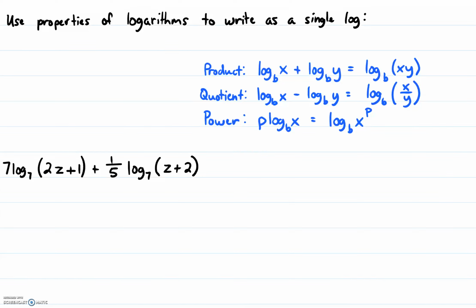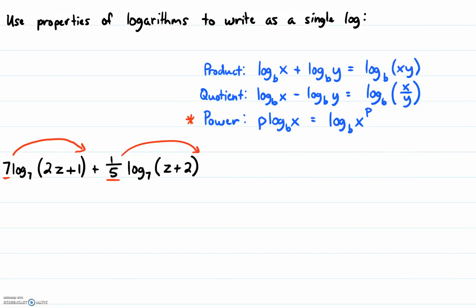And so whenever you're condensing or writing as a single log, the first thing you want to do is take advantage of your power property, if you have any coefficients. And we do. We have a 7 right here as the coefficient on the first log and a 1/5 as the coefficient on our second log. And so using the power property means we're going to bring those coefficients into being exponents of what is inside of the log.